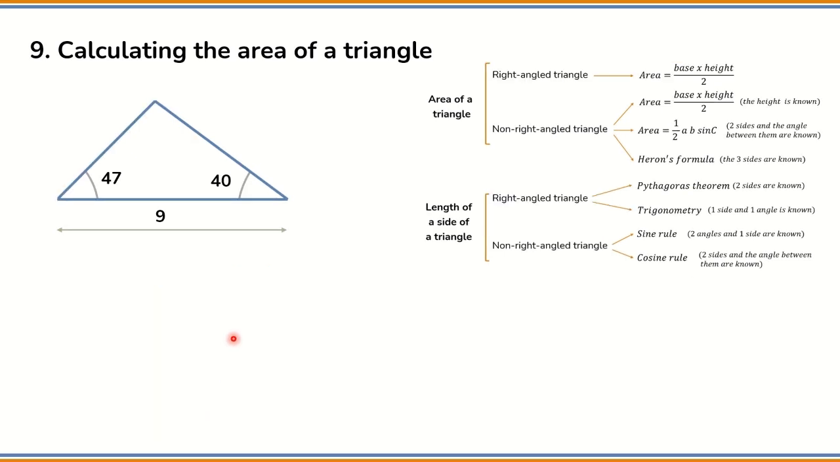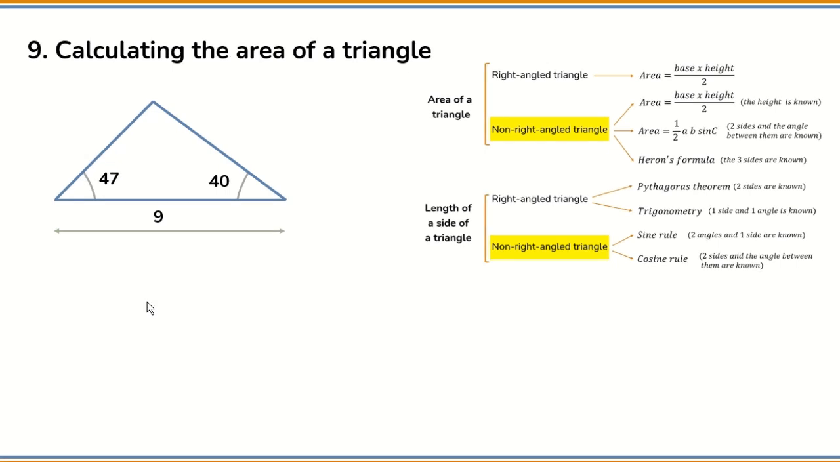Example 9. We have to calculate the area of this triangle. This is a non-right angle triangle. We cannot use the first formula because we don't know the height. We cannot use the second one because we don't know two sides and the angle between them. And we cannot use Heron's formula because we don't know the three sides. That means that we need to find out other side of the triangle to be able to calculate the area.